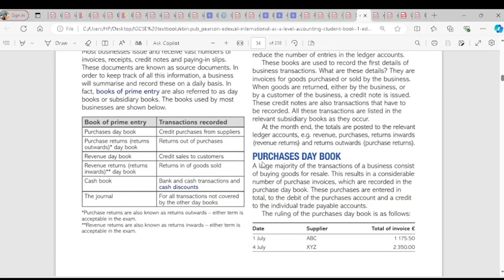So we go on to the different books of prime entry. We have the purchases day book. For the purchases day book, you get that from your credit suppliers. As soon as you purchase from your suppliers on credit, it will be recorded in the purchases day book or purchases journal. What is recorded there? Your credit purchases from suppliers. So you're going to have a purchases day book with the names of your suppliers. Do you get it? It's your account. You're keeping the record. The supplier has its own record too. But I'm dealing with you now.